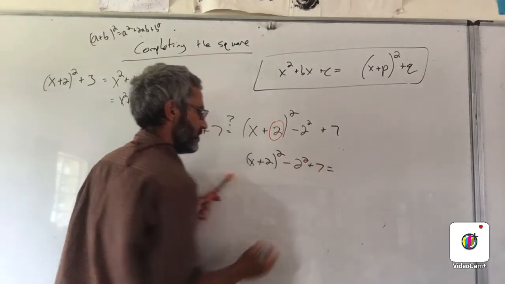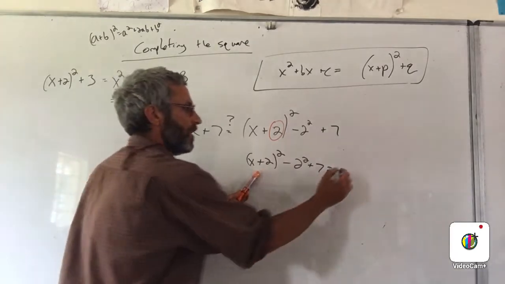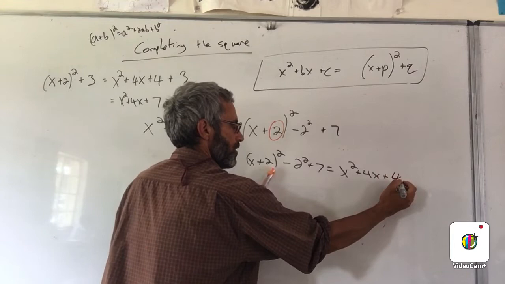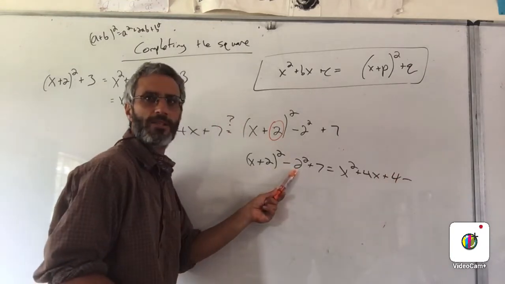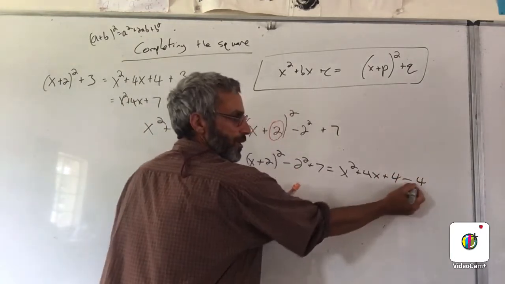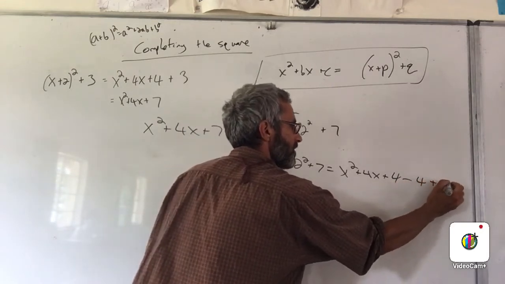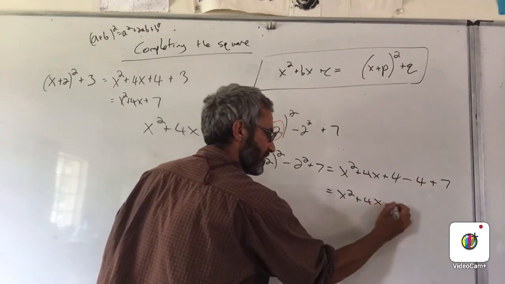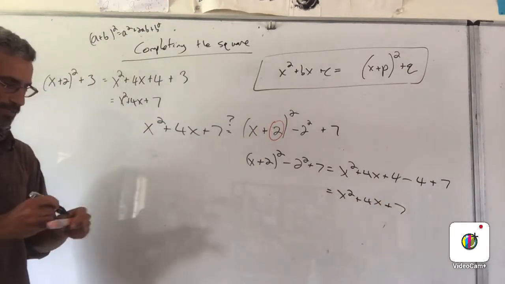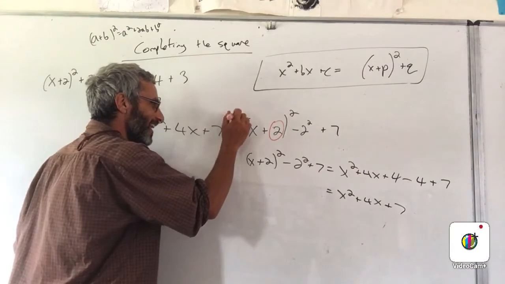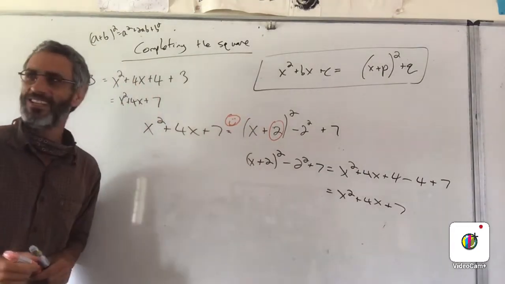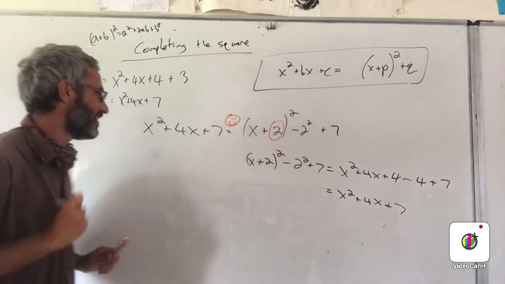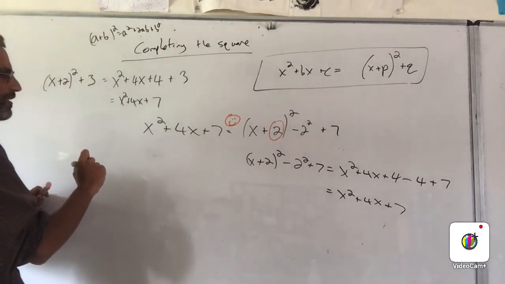How much is that? Let's open that one. x squared plus 4x plus 4. What is minus 2 squared? Minus 4. Then you see what's happening here? Plus 7. So that's x squared plus 4x, 4 minus 4 plus 7. Did it work? Yes. It worked. Okay, hang on. Alright? Right, let me do one more example and then questions. Alright, let's get another one.